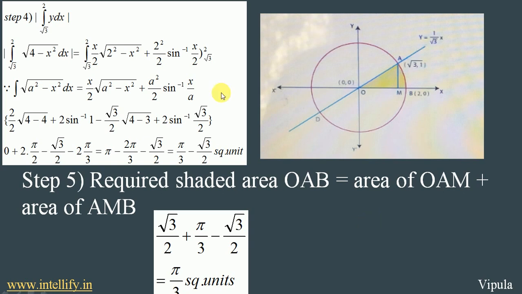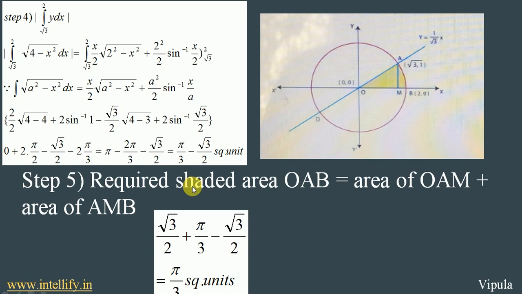So after solving this, with the help of this formula, we'll get this. So 4 minus 4 is 0, so this is 0. Sin inverse 1 is pi by 2, and the 2 is as it is. Under root 3 by 2, and under root 4 minus 1 is 1, so here 1, and sin inverse of root 3 by 2 is pi by 3. So we'll get this. By solving this we'll get pi by 3 minus root 3 by 2.